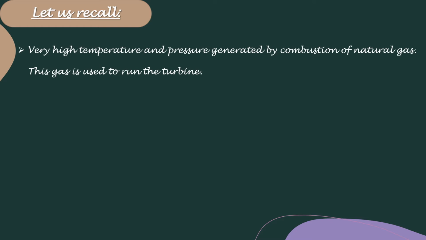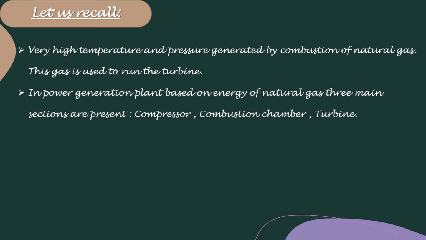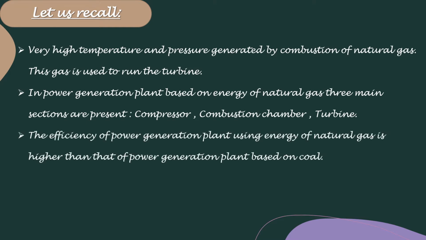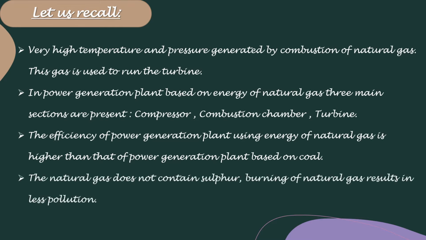We also studied that very high temperature and pressure generated by combustion of natural gas is used to run the turbine. And in a power generation plant based on energy of natural gas, three main sections are present, that is compressor, combustion chamber and turbine. The efficiency of a power generation plant using energy of natural gas is higher than that of a power generation plant based on coal, and the natural gas does not contain sulfur. Burning of natural gas results in less pollution.